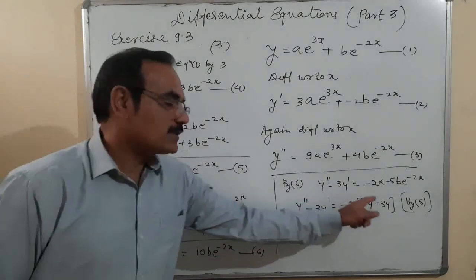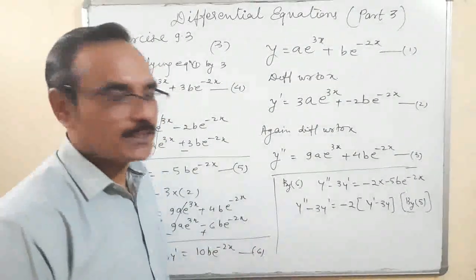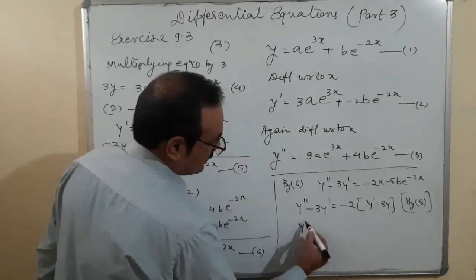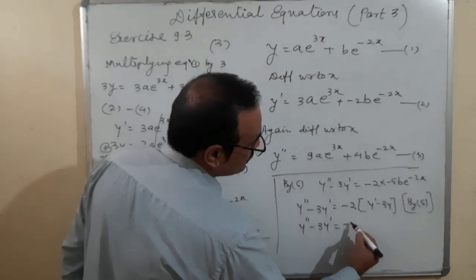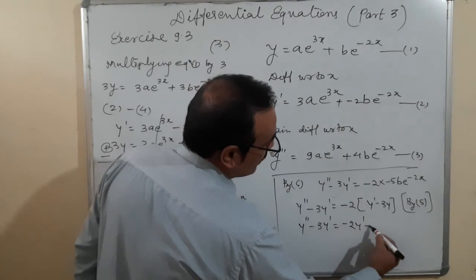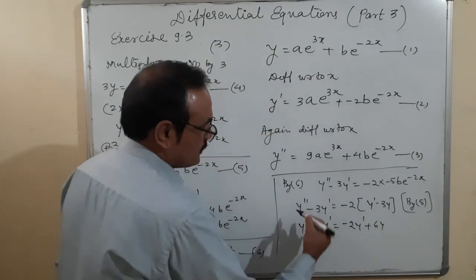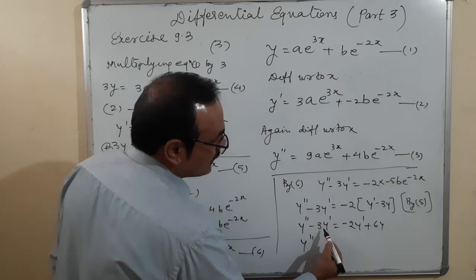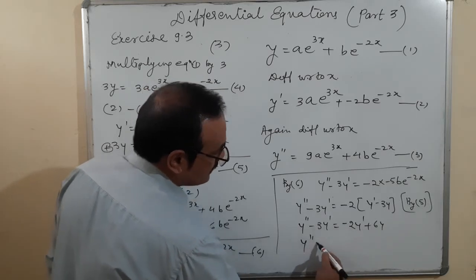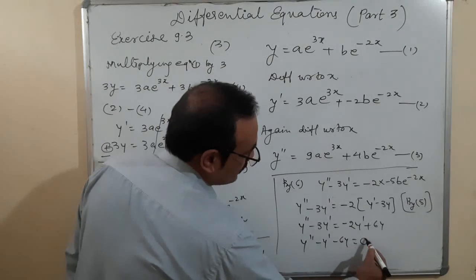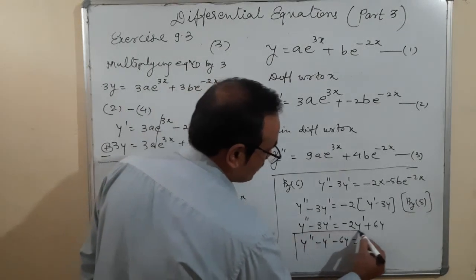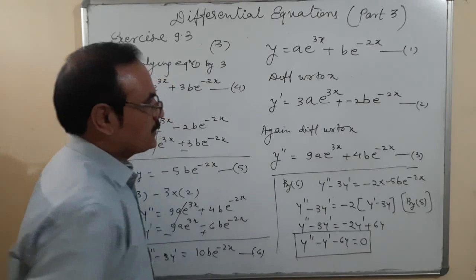Now you can see in this differential equation there is no constant term. y double dash minus 3y dash is equal to minus 2y dash plus 6y. We'll shift terms here: y double dash minus 3y dash plus 2y dash minus 6y is equal to 0. This is the differential equation.